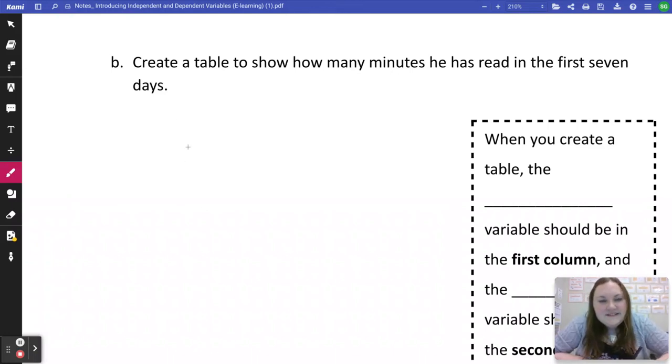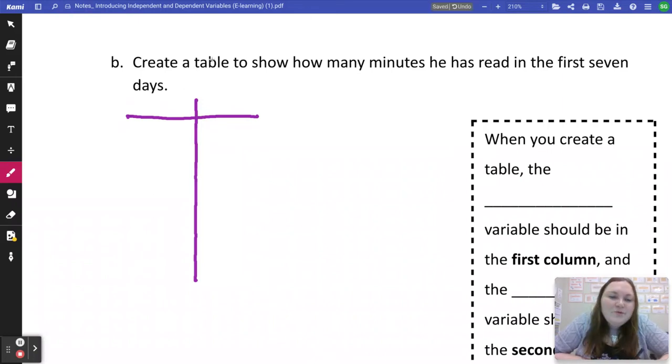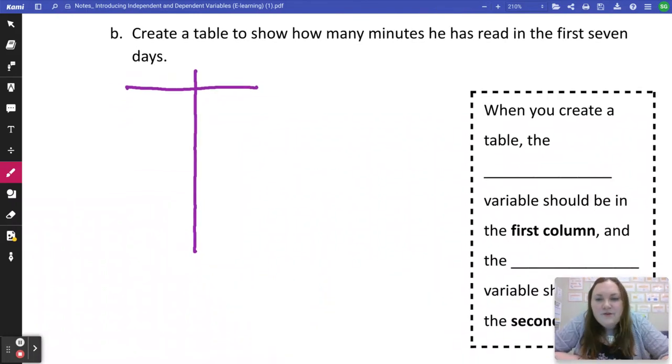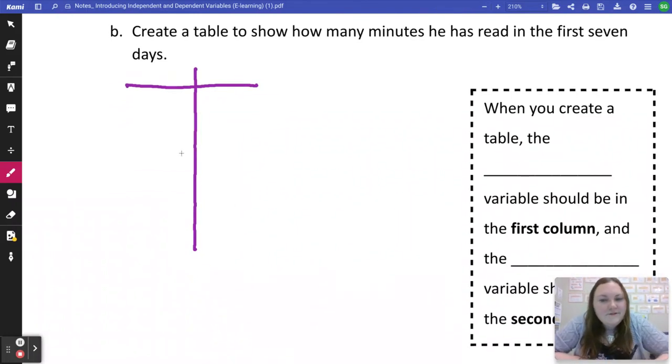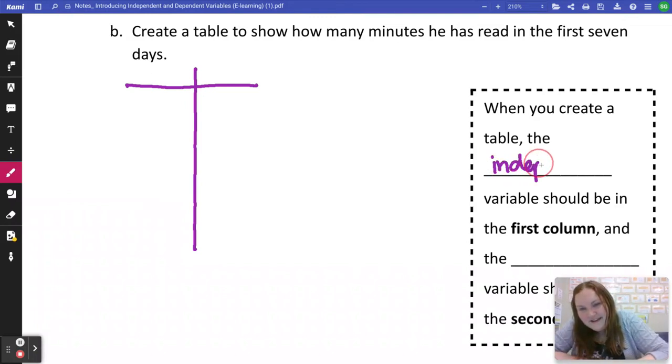Now, when I go to set up my table, there's 2 variables here. So that means there's going to be 2 columns that I'm talking about. And when you create a table, there's a standard way we create the table. When we go to create our table, this first column right here is always going to be your independent variable.